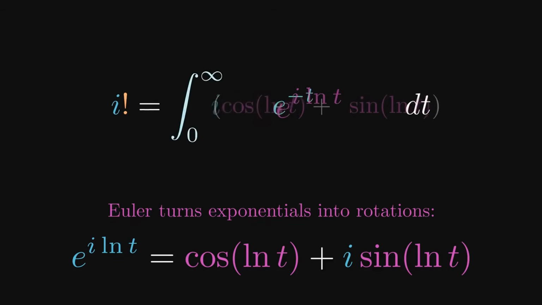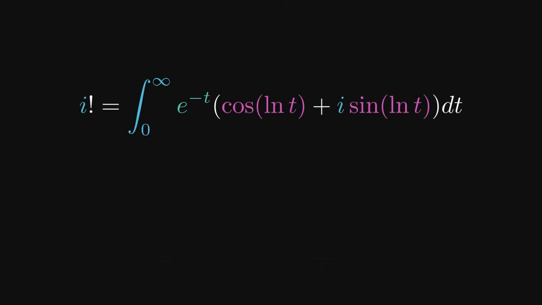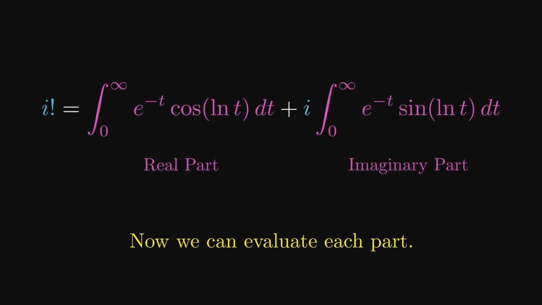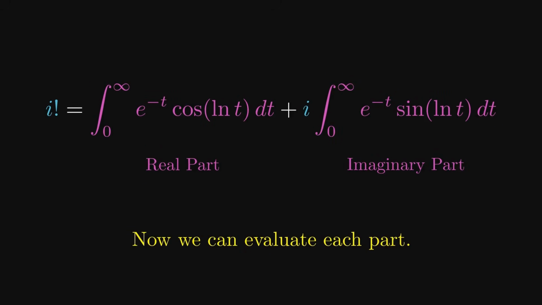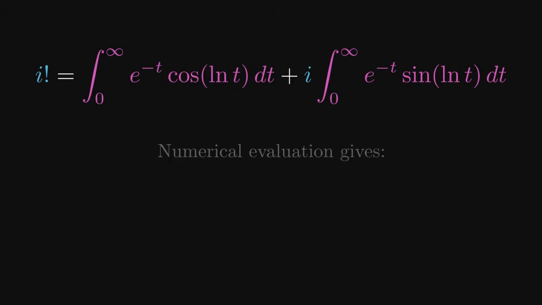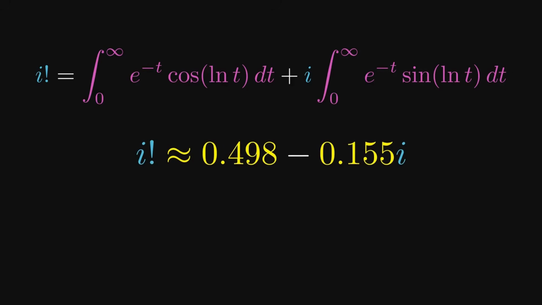Substituting this back into the integral splits the expression naturally. One integral multiplies cosine of log t. The other multiplies sine of log t and carries the factor i. So i factorial separates cleanly into a real part and an imaginary part. Each can now be evaluated on its own. And that's Euler's breakthrough. We previously split i factorial into a real and an imaginary integral. Evaluating them numerically gives a specific complex value. i factorial is approximately 0.498 minus 0.155i.